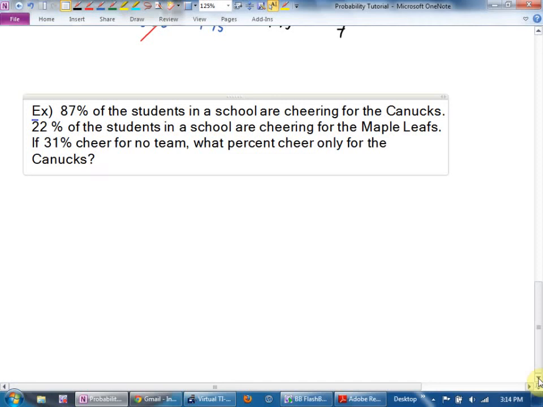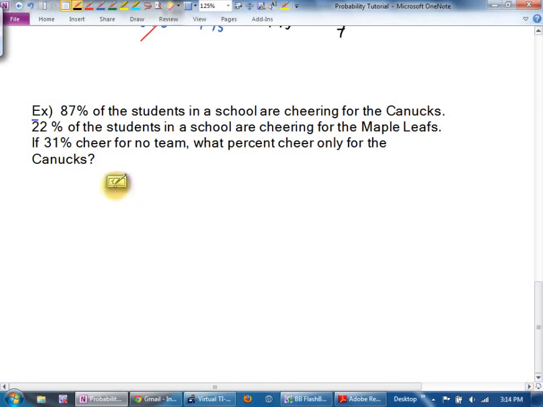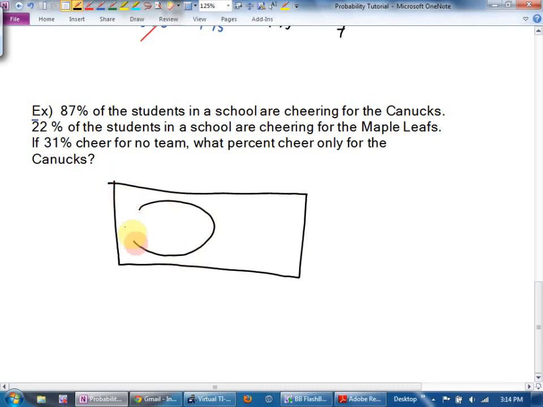I'm going to start out with my Venn, where we have Canucks and Maple Leafs. And I said, whenever possible, we want to start out in the middle with the overlap, with the both, with the and. Did this question tell me the overlap, the both, the and? No. You know what then? I'll say the overlap is X.